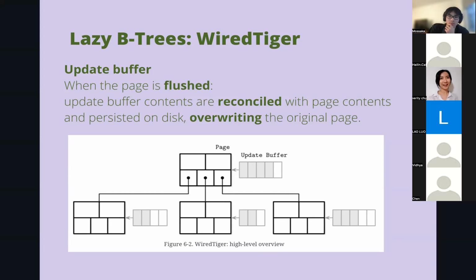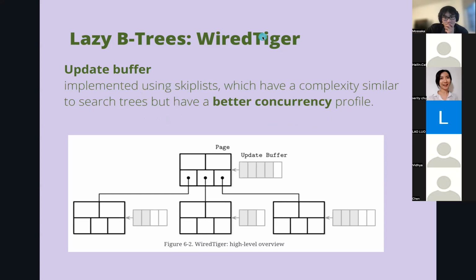And when a page needs to be flushed, the update buffer contents are reconciled with the page contents and persisted on disk. So basically, when you're about to flush a page, overwriting will happen to the original page, and the combined result will be the one that's persisted on disk. Next page.